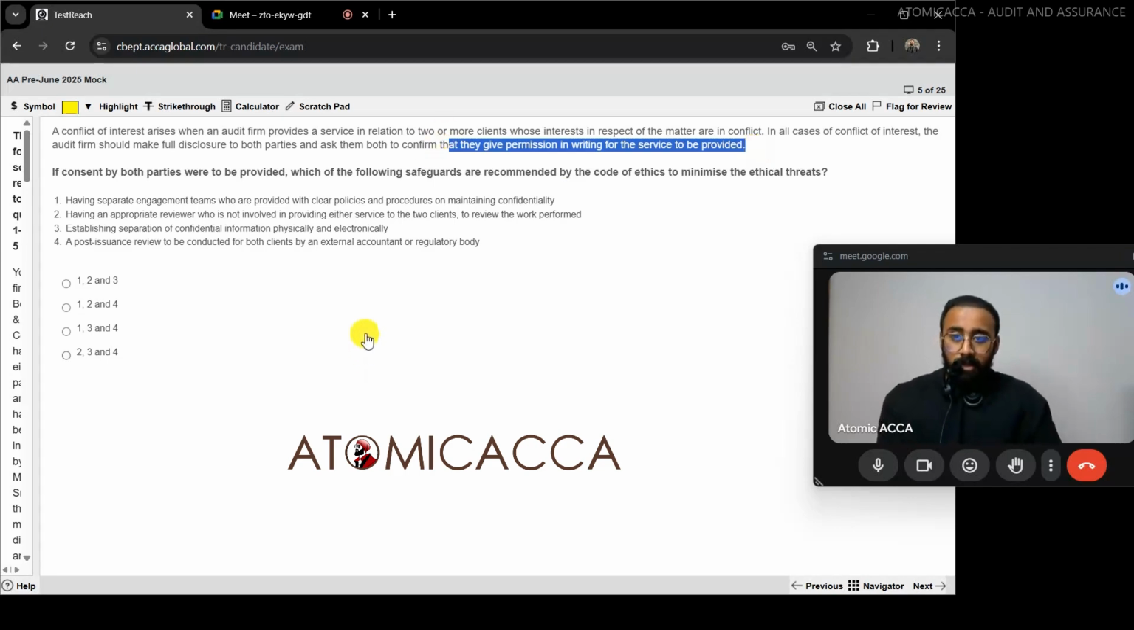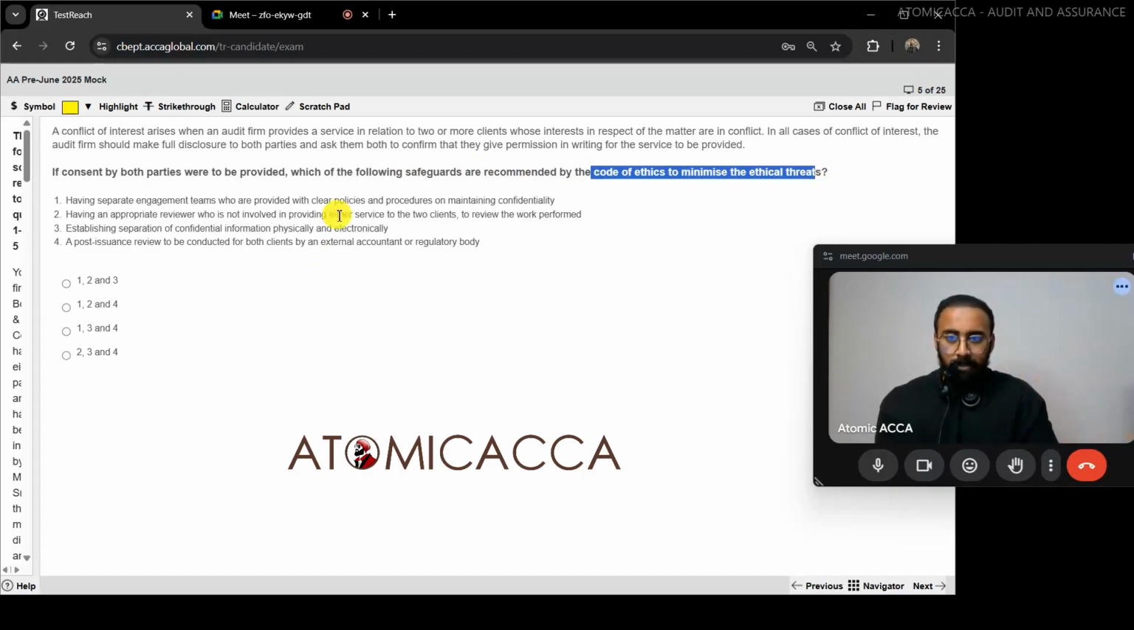So if consent by both parties were to be provided, which of the following safeguards are recommended by the code of ethics to minimize the ethical threat? So this also they're asking from the code of ethics point, which means it's a very theoretical answer. First one, having separate engagement teams who are provided with clear policies and procedures on maintaining the confidentiality. Correct. You should have this.